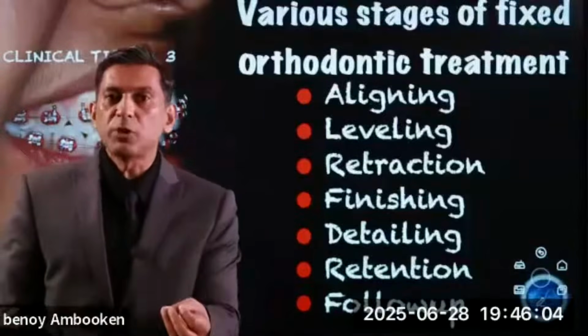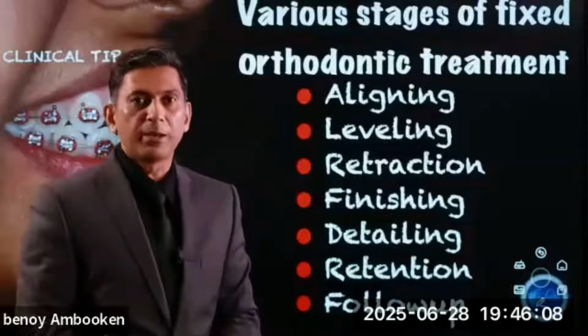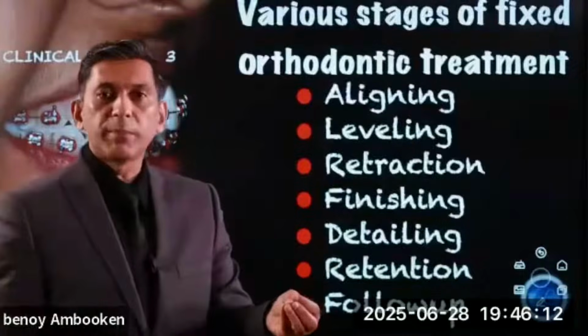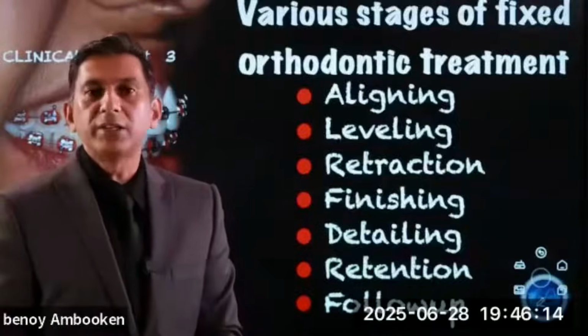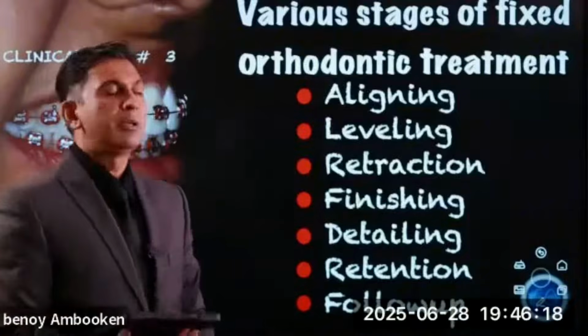Gummy smile, the best treatment option comes to you with the help of anterior orthodontic mini implant. And how much is the maximum intrusion possible? I mentioned 4 mm. For each millimeter of anterior intrusion, you can reduce the gummy smile by 0.66 millimeter.